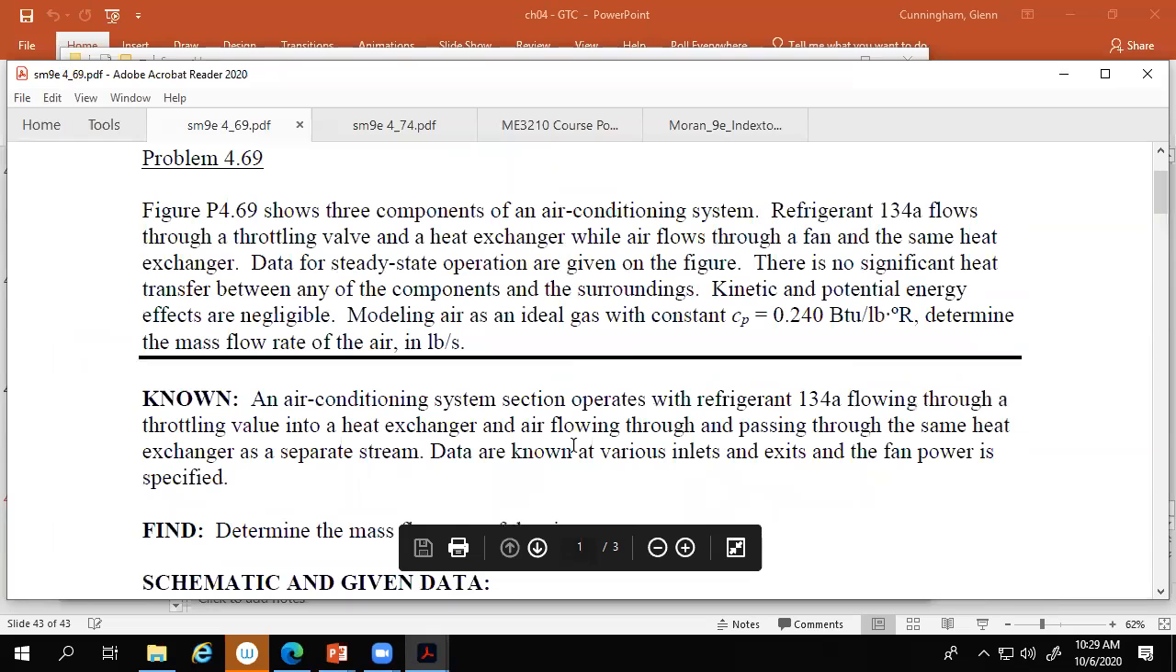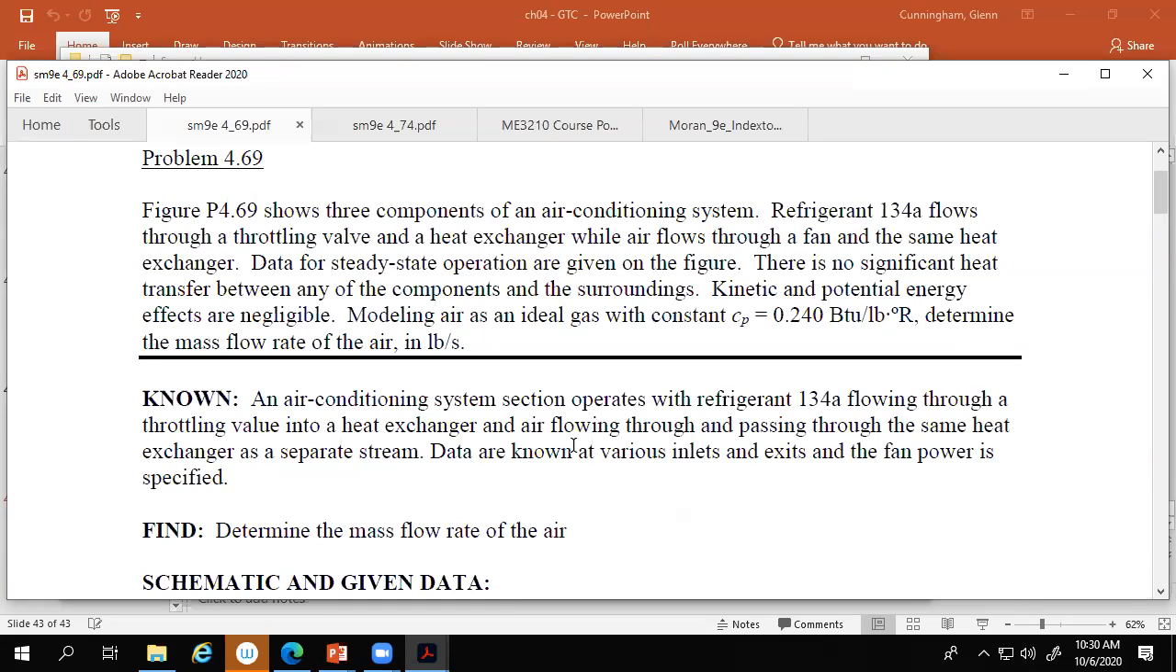Okay, so we got three components in an air conditioning system. R134a flows through a throttling valve and a heat exchanger, while air flows through a fan and the same heat exchanger. Data for steady state operation are given on the figure. There's no significant heat transfer between any of the components and the surroundings. Kinetic and potential energy effects are negligible. Ideal gas for air, constant Cp, 0.24. Determine the mass flow rate of air in pounds per second.